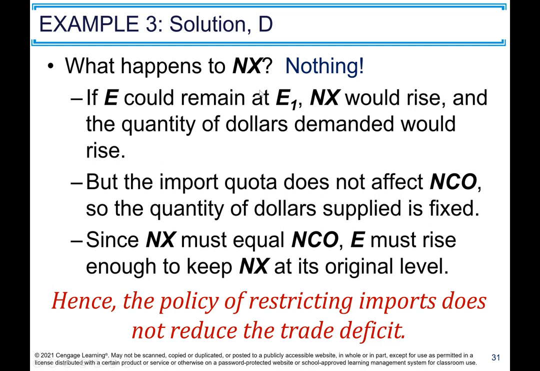Nothing. If E could remain at E1, NX would rise and the quantity of dollars demanded would rise. But the import quota does not affect NCO. So the quantity of dollars supplied is fixed. Since NX must equal NCO, E must rise enough to keep NX at its original level. Hence, the policy of restricting imports does not reduce the trade deficit.